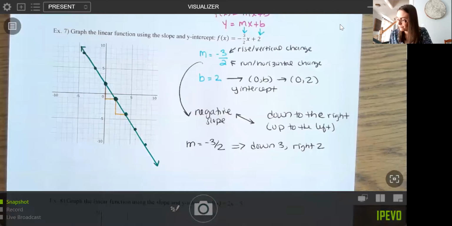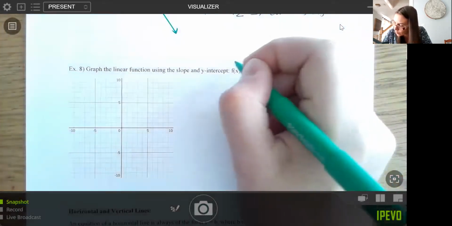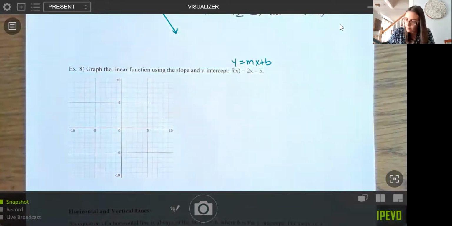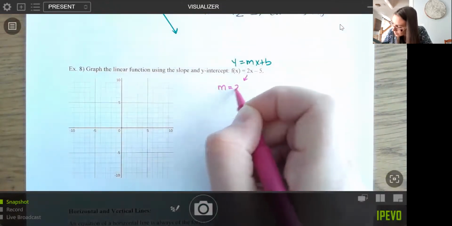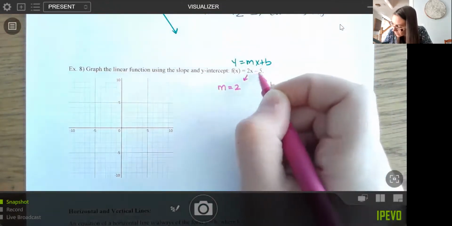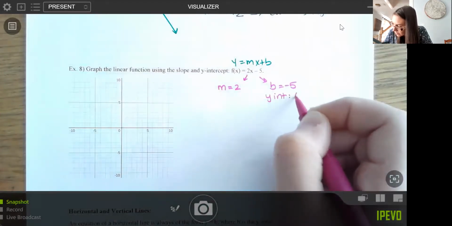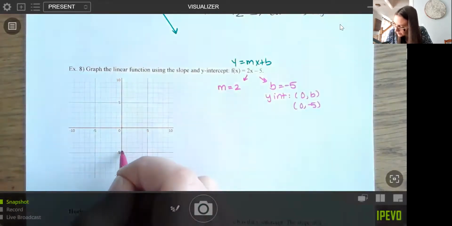Let's try another one. So here's our next one. And again, this is the same thing as having y equals mx plus b. So my m here is 2. And my b, just be careful, is a -5. So I know my y-intercept is (0, -5) here. So I can plot that one right away.